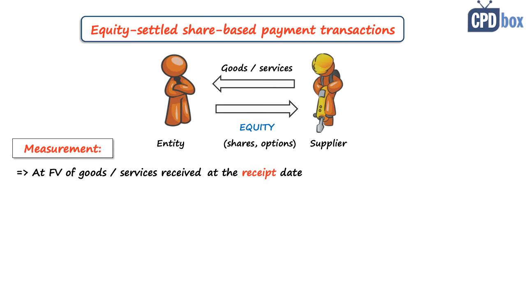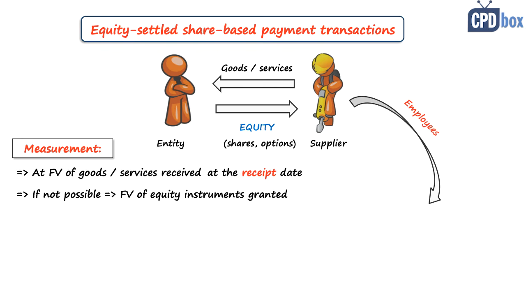This approach is very common when an entity acquires certain goods or services from third parties, where it's possible to determine the fair value of these goods or services. But entities very often provide share-based payments as part of some remuneration package to their employees. And in this case, it's very difficult, if not impossible, to determine the fair value of services received from employees. Therefore, IFRS 2 requires using the fair value of equity instruments granted instead.